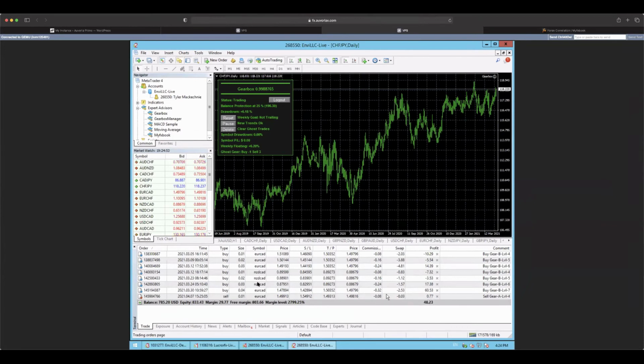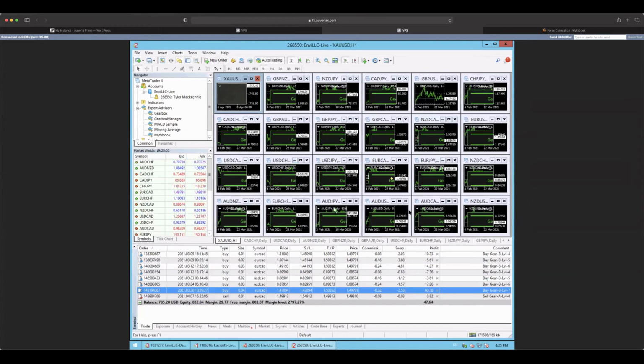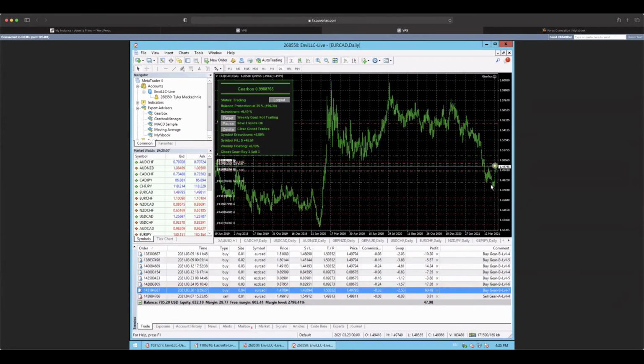But look, here's an example of hedging. EuroCAD buy 4 and a ton of profit. But what did it do? Just open the sell. So if we actually went and looked at EuroCAD, okay, boom. We're riding it back up. Buy. Getting close to our TP. And then we're going to ride it right back down.